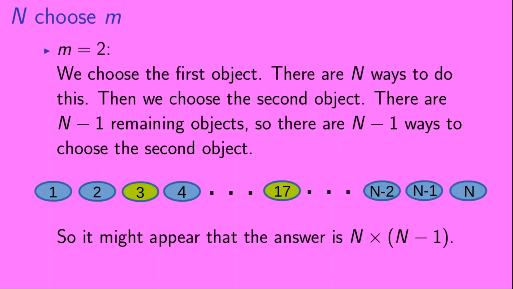Now let's look at m equals 2. So we choose the first object. There are n ways to do this. Then we choose the second object. There are n-1 remaining objects, so that means there are n-1 ways to choose the second object. So it might look like the answer is n times n-1.